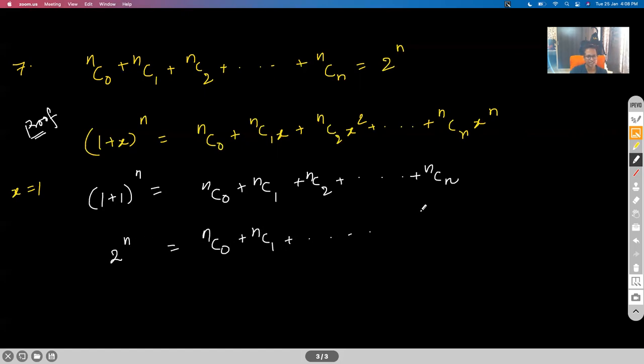NC0, NC1, etc. till NCN. So this result is going to be very, very important. At every nook and corner, you will find that this result is going to be utilized in solving many questions. So please make a note of this, everybody.